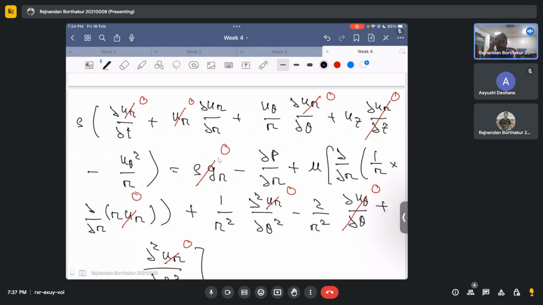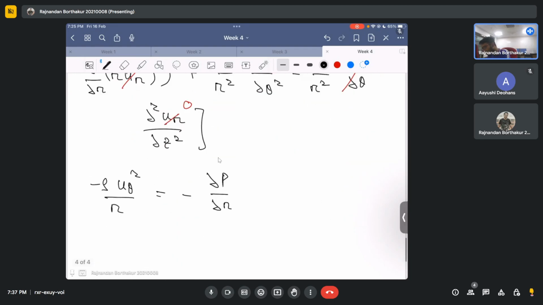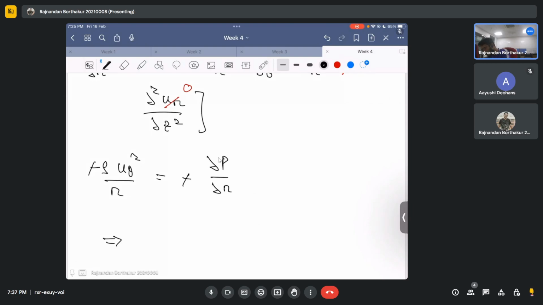If we invoke the assumptions in the r direction momentum equation, keeping in mind that we use the condition of axisymmetry, the fact that the flow is fully developed, and the fact that there is no r direction velocity, which is basically no flow across the surface of the cylinder, we get a balance between these two terms, and this cancels the minus term. Do you see something interesting here? What we get is that del p by del r is rho u theta squared by r.